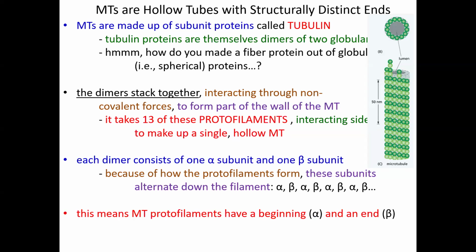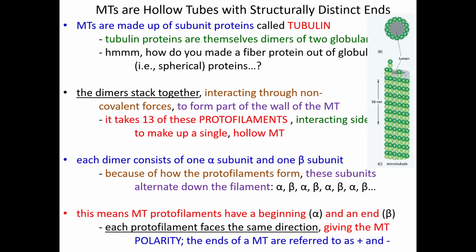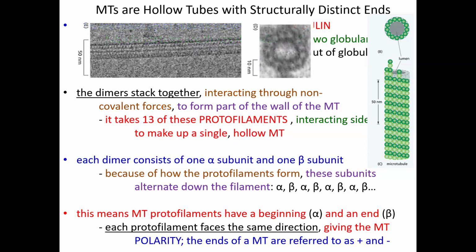This means that microtubules have polarity. They have two different ends. The beginning end of a microtubule is its alpha end, and the end of the microtubule is its beta end. This is true of the protofilaments individually, and so it's true of the entire microtubule. Again, microtubules have polarity. They have two different structural ends. And to keep things simple, for microtubules, we call one end the plus end and the other end the minus end. The alpha end, the beginning of the microtubule, is its plus end, and the beta end, the end of the microtubule, is its minus end.